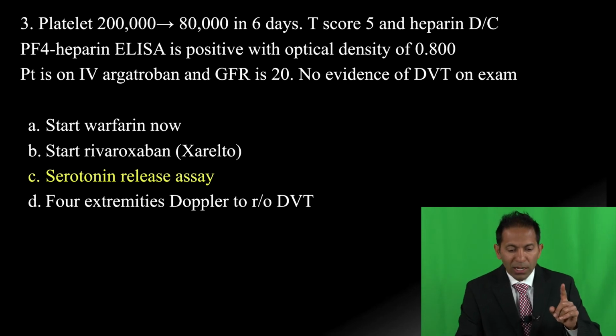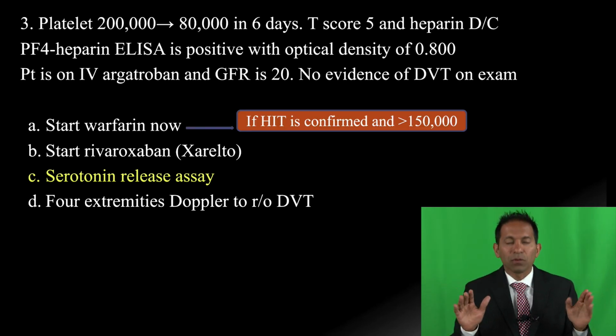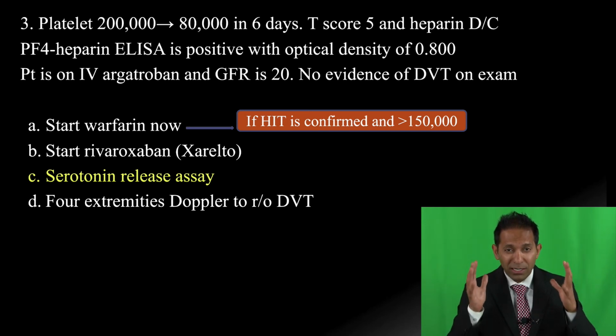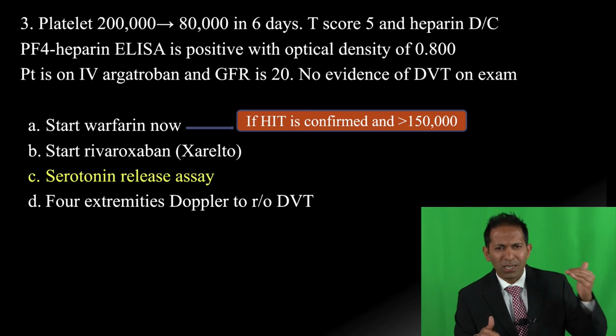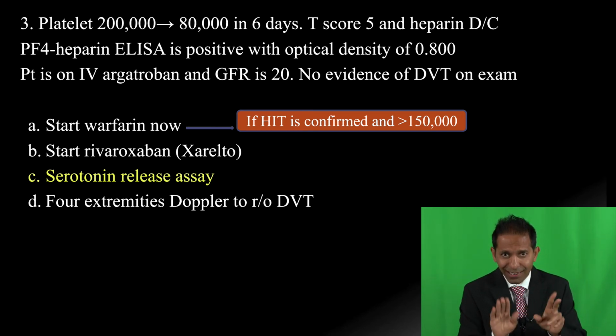Let's talk about that. So option A is incorrect. We give warfarin if the patient is confirmed with HIT and if their platelet count is more than 150,000. In some cases, we can even justify giving it at more than 100,000. So this option is incorrect for the time being because the patient's platelet count is low.